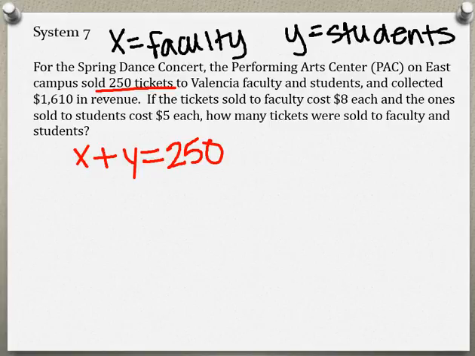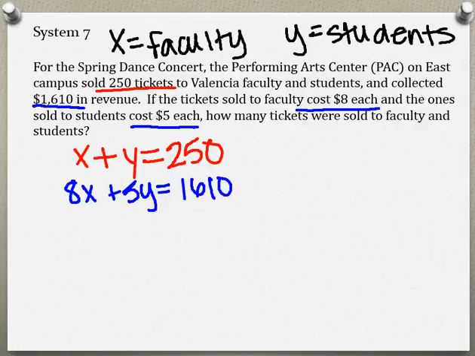The next one is based on the cost and revenue. So the tickets were $8 each for faculty and $5 each for students, and it was a total revenue of $1,610. So that equation would be 8x plus 5y equals 1,610.